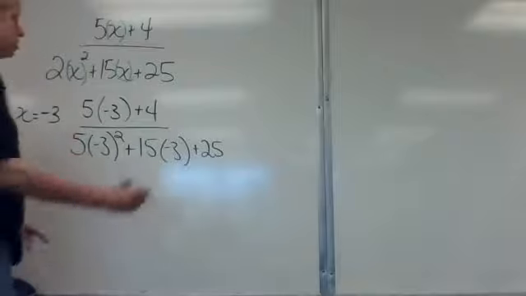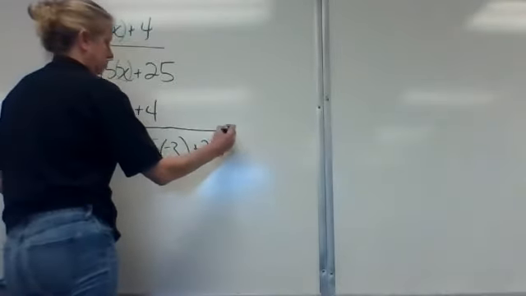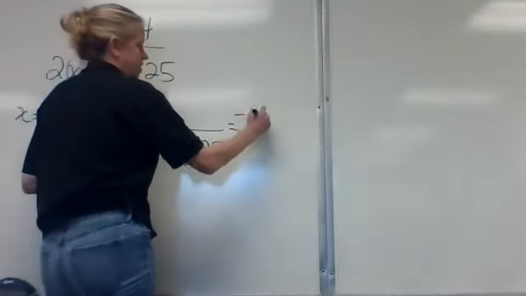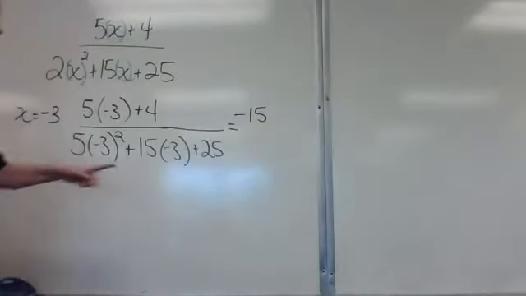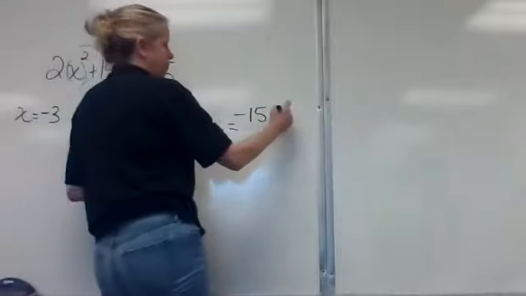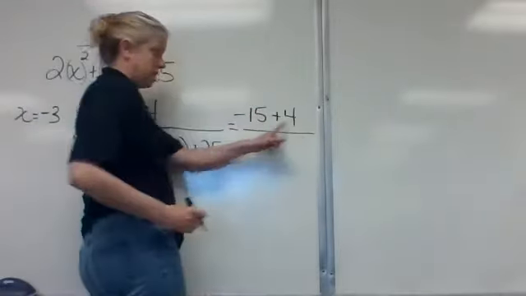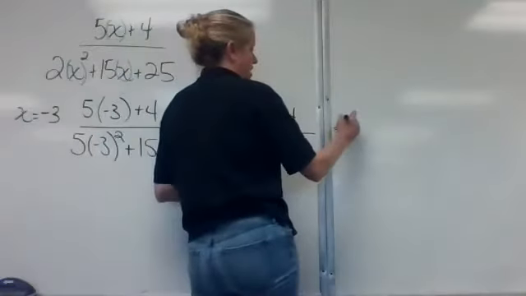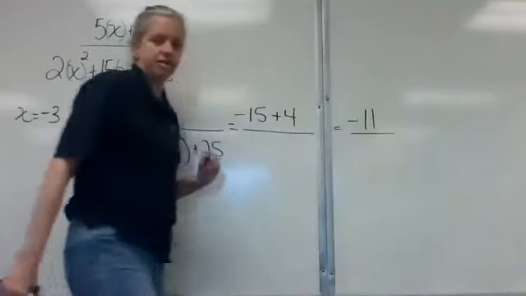Let's do the top first. So up top, I have 5 times -3, which is -15. Bring over the plus 4. If you would like to punch that in your calculator, go right ahead. -15 plus 4 gives me -11.